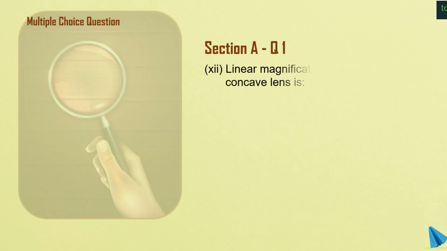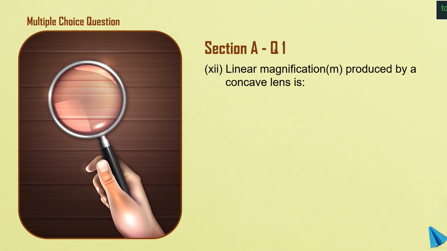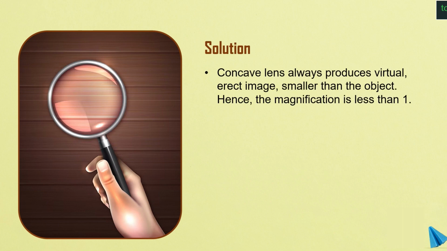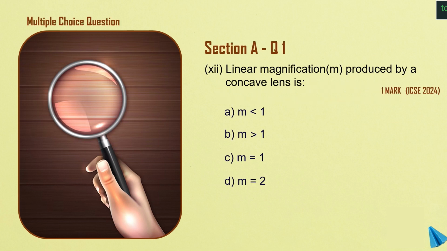So the next question says, linear magnification produced by a concave lens is m less than 1, m greater than 1, m equal to 1 or m equal to 2. So concave lens always produces virtual, erect image smaller than the object, hence the magnification is less than 1. So m will be less than 1. Option A is the right option.